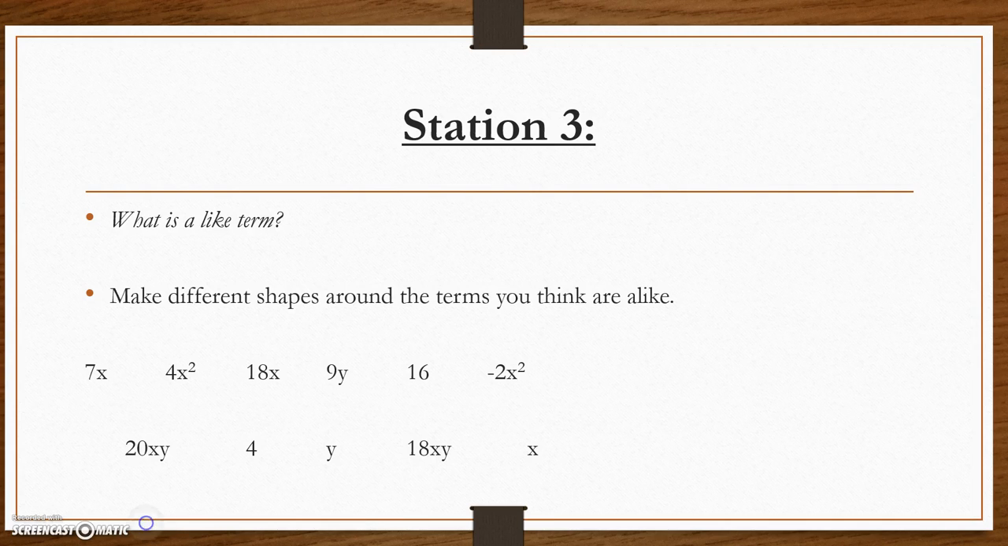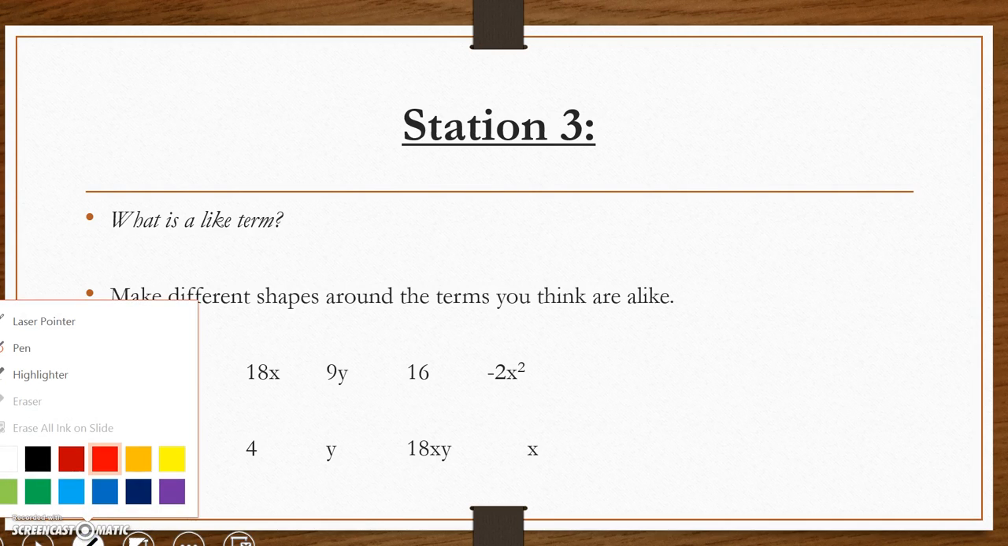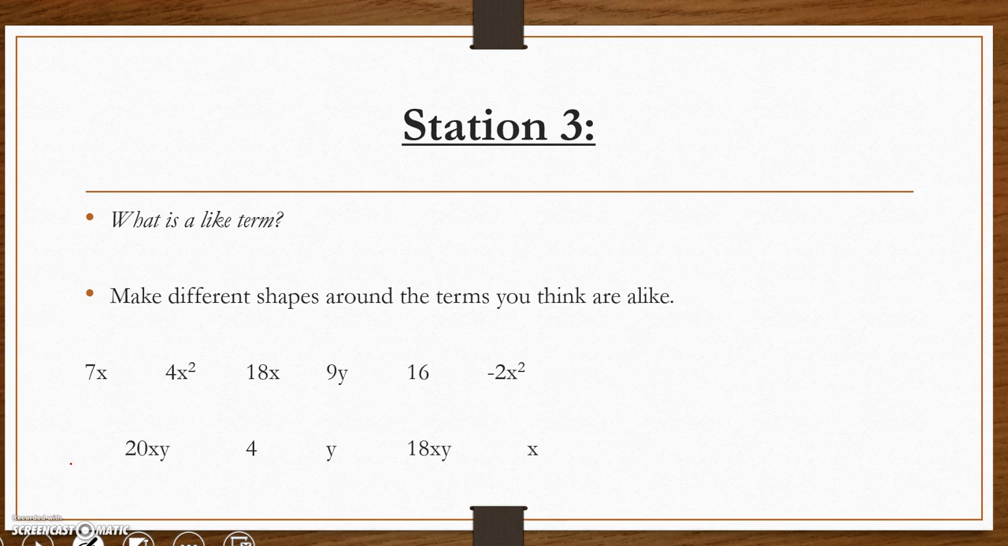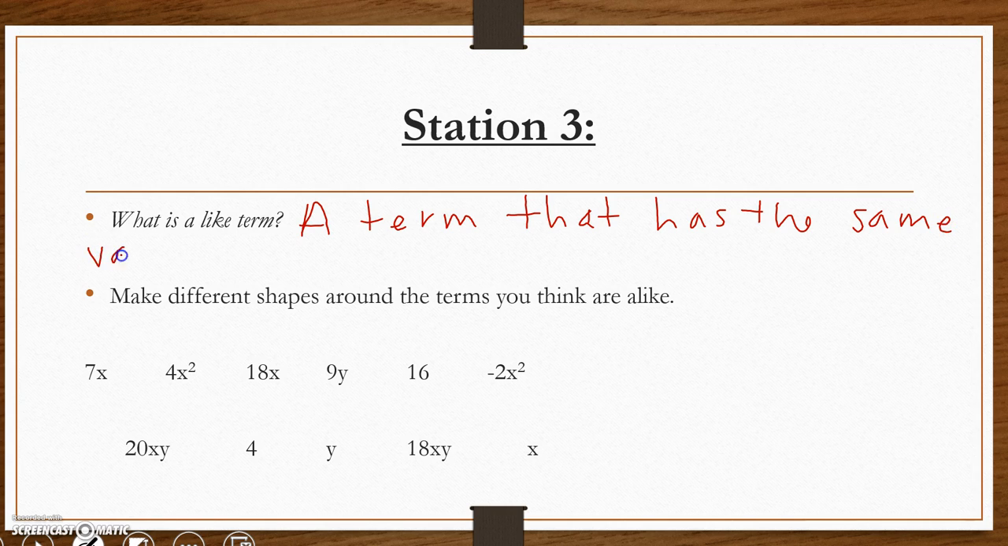Welcome to Station 3. So we're going to be talking about like terms. So a like term is a term that has the same variables. Variables are like the x and the y, and exponents. So that's the little number above the x's and y's.